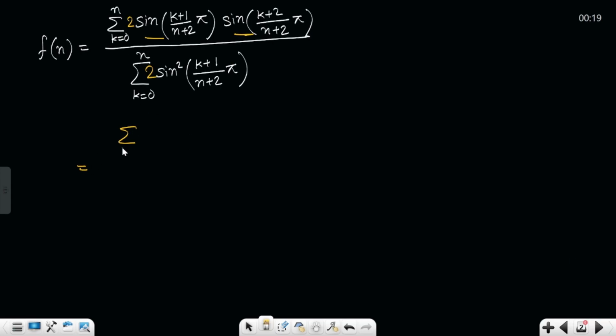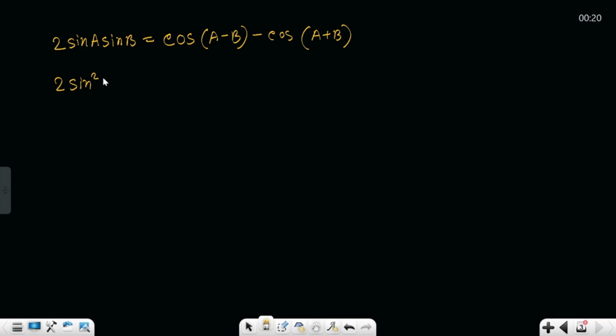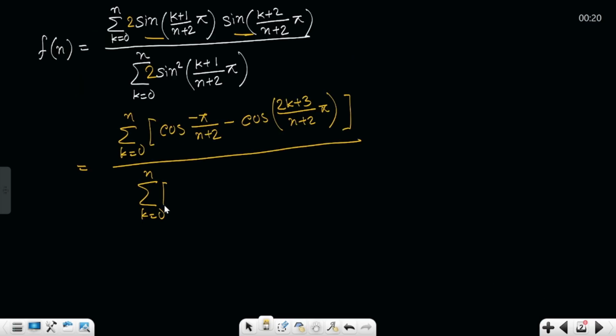So in the numerator here it will be summation k equal to 0 to n of cos(A minus B). Here A minus B will be (k plus 1) minus k minus 2 upon n plus 2, so that will be minus pi upon n plus 2, minus cos(A plus B). Here A plus B will be (2k plus 3) upon n plus 2 into pi. Divided by, in the denominator, summation k equal to 0 to n. Now here it is 2 sine squared theta form. We know that 2 sine squared theta is equal to 1 minus cos 2 theta, so we will use this formula there. So here it will be 1 minus cos of (2k plus 2) upon n plus 2 into pi.